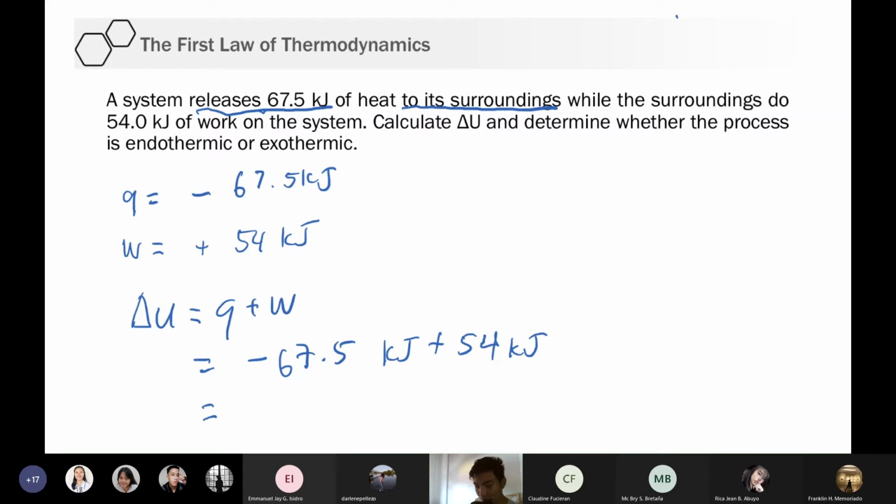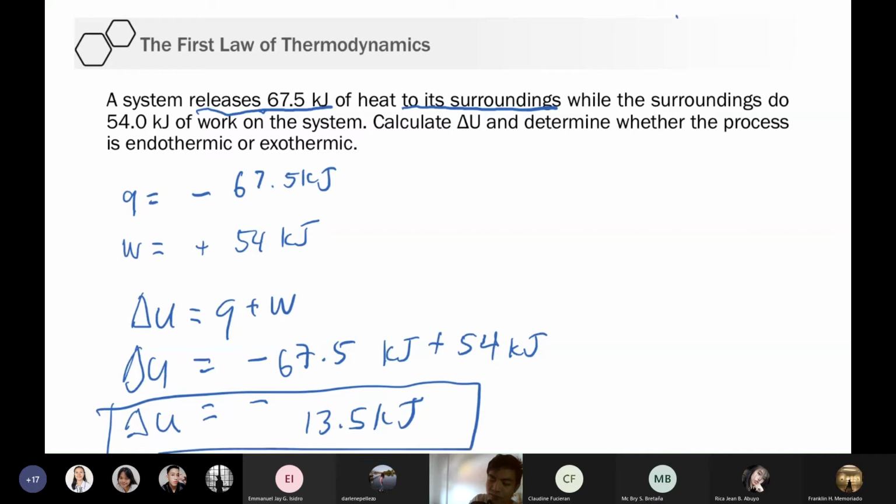54, 67.5. So, the internal energy change is negative 13.5 kilojoules. So, that's the internal energy change. Ganun lang. Ipag-add mo lang Q plus W. Just know kung positive yan or negative, ha?